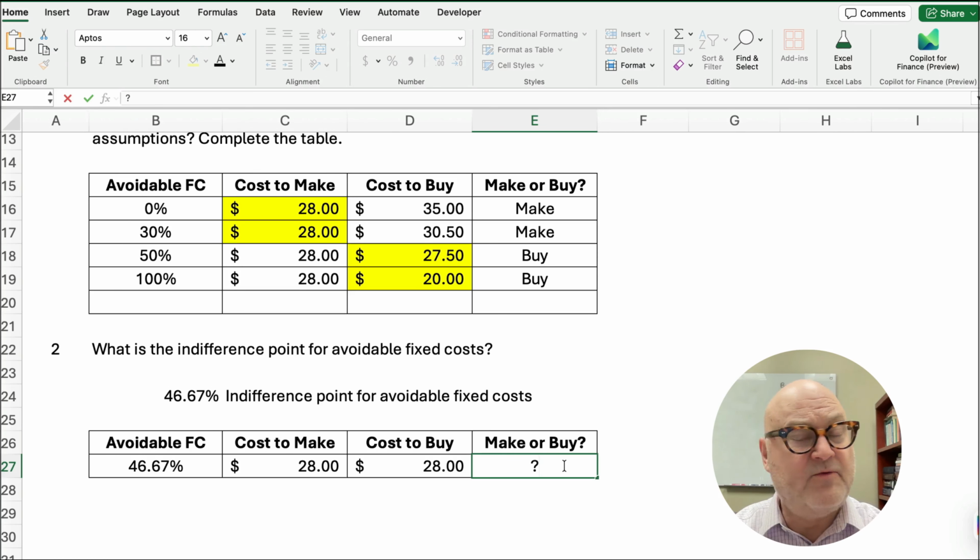Remember, we have to assume we always have fixed cost unless we're told otherwise, and then we could reduce our fixed cost according to how much is avoidable.